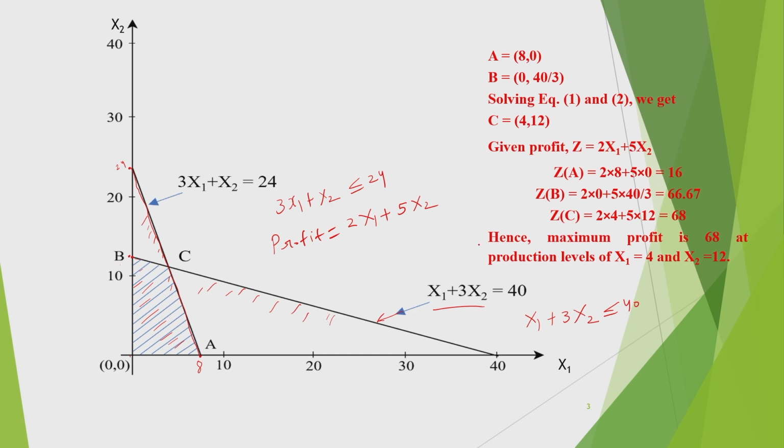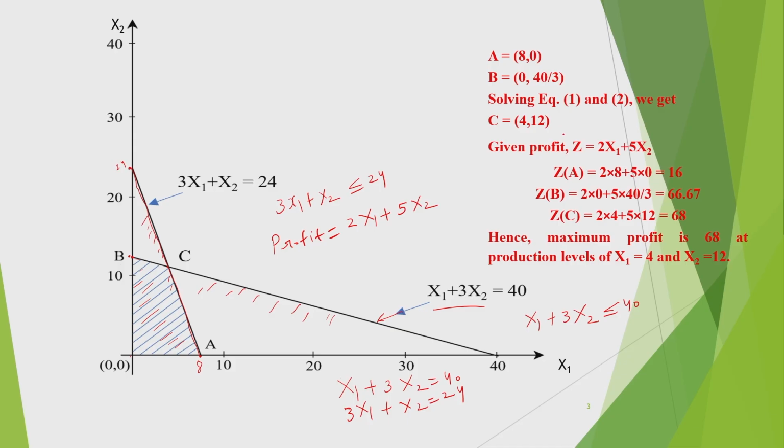And ZC, how do I find out ZC? For that, we have to solve these two equations, 3x1 plus x2 is equal to 24, x1 plus 3x2 is equal to 40. So the intersection of these lines, you solve these simultaneous equations and you get this one point C. I just solved two simultaneous equations, you know it very well, it is taught in class 7, 8. You just solve this and you get that.